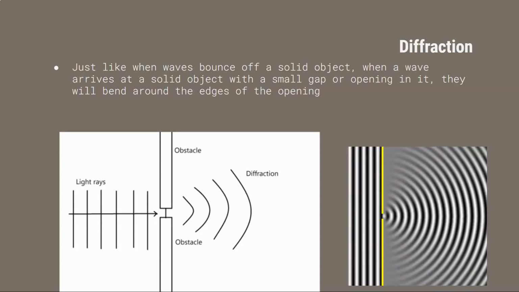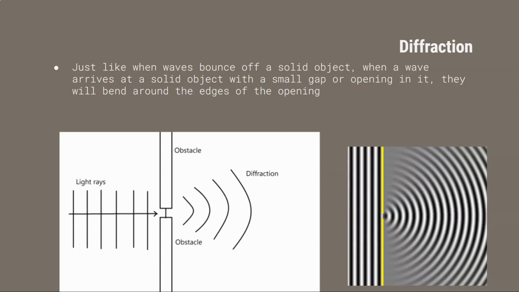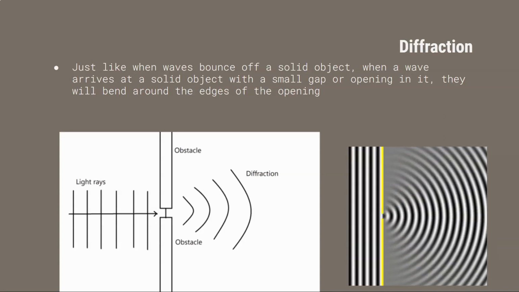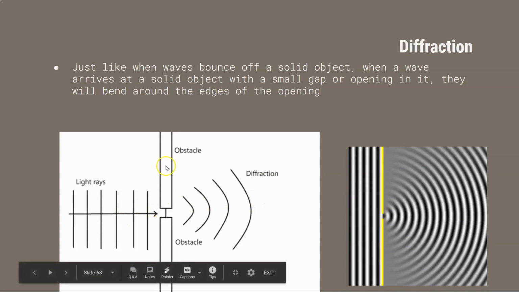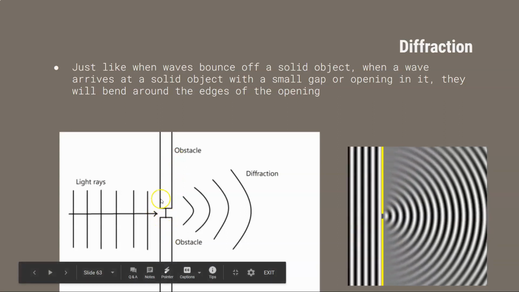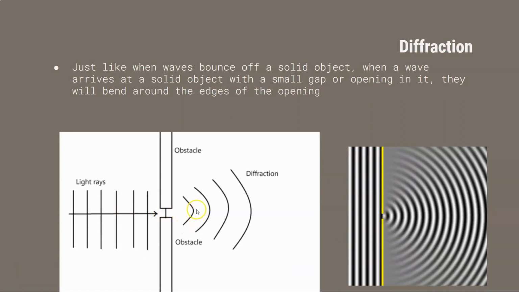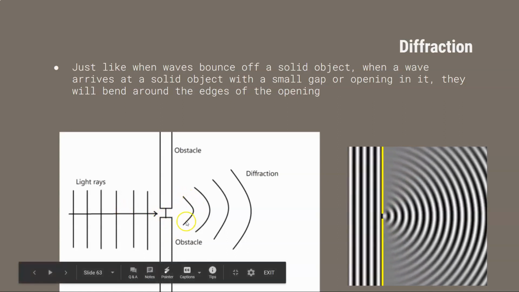But what we have also discovered is that if there's a small gap or opening, say we're shouting at a wall but a window is open, those waves will actually bend around the edges of the opening. What you're seeing here is light waves coming in and we're trying to bounce them off a wall, but that wall unfortunately has a small hole in it. So rather than the light traveling straight through, it bends around where that obstacle was, and that's diffraction.